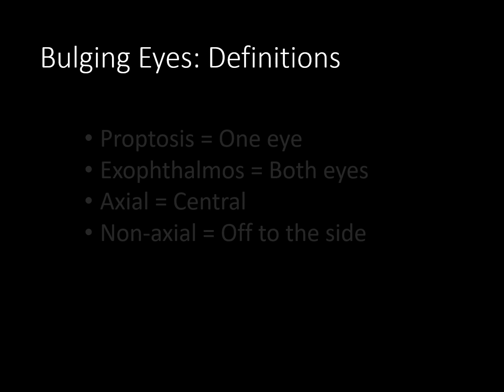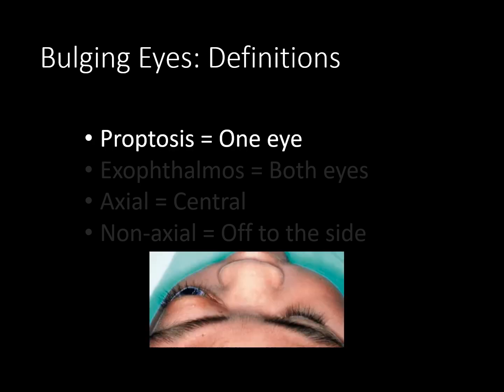Just to look at definitions of bulging eyes, just remember that proptosis refers to only bulging of one eye, and the best way to actually compare the 2 eyes, whether the one is proptosed or not, is to look from the top. So you look down basically over the eyebrows and the nose of the patient, and here you can clearly see that there is proptosis on the left.